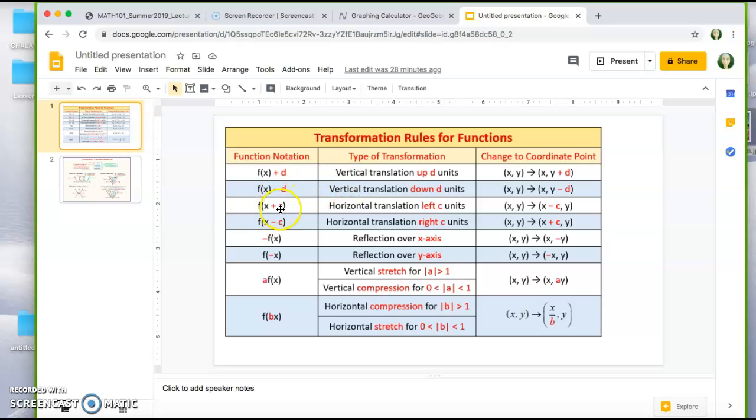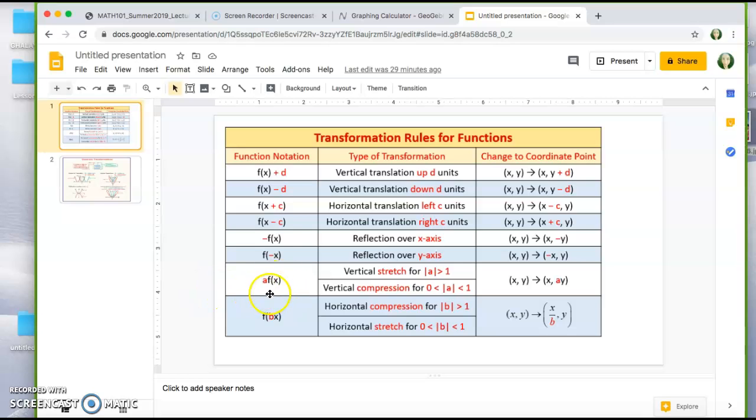Then we have f of x plus c, where we're adding a constant literally inside the function, and that will give us a horizontal shift, moving left if it's positive. If we have f of x minus c, where the constant is inside the function, we're also moving horizontally, but we're moving right. If we have a negative constant being multiplied by the function, we reflect it over the x-axis. If we have f of negative x, where the negative is inside the function, it's affecting the x, and we're going to reflect it over the y-axis.